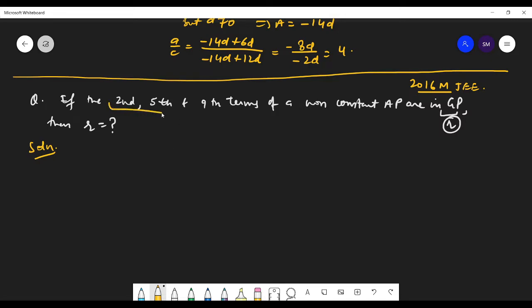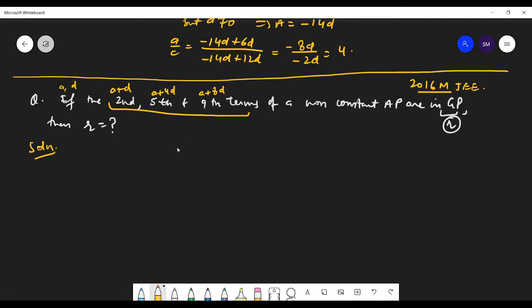Just use what is given to you. Okay, so they are these many terms. You can assume that A is the first term and D is the common difference. So what will the second term be, students? A plus D. What will be the fifth term? A plus 4D. What will be the ninth term? A plus 8D.